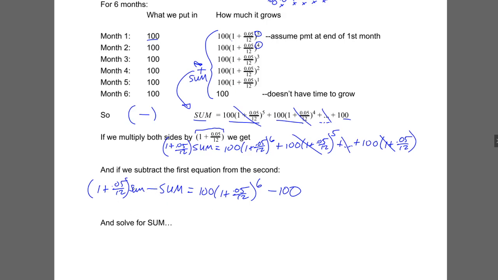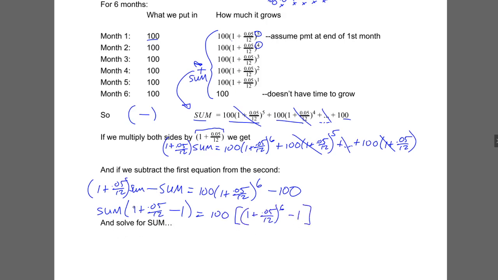And this is it. So now I can factor that sum out of there. So I'll have 1 plus 0.05 over 12 minus 1, right? Because there's this and then minus just a 1. If you multiply this out, you'll see it's the same thing as the top. And then this I can factor the 100 out of there. So 100 times 1 plus 0.05 over 12 to the 6th minus 1.